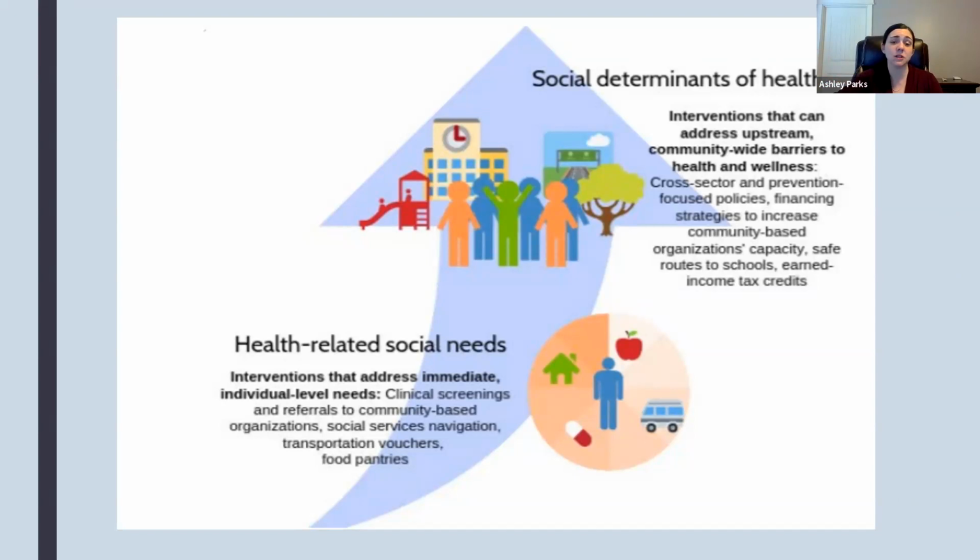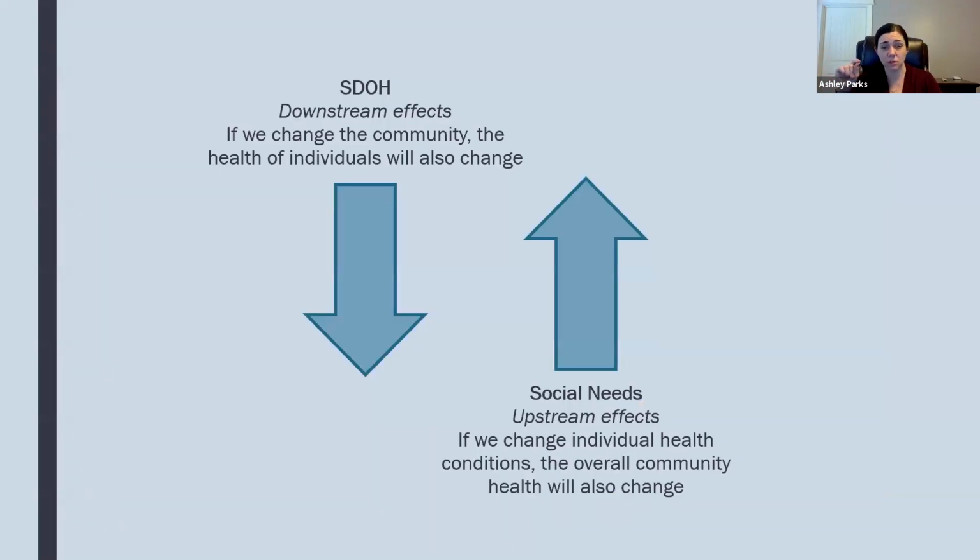Now, it's important to note the difference between these. So with social determinants of health, these are downstream effects. If we change the community, the health of individuals also changes, right? If we have safer schools with better education and more opportunity for everybody, we expect a healthier population. Social needs have upstream effects. If we change health, we can change social needs.